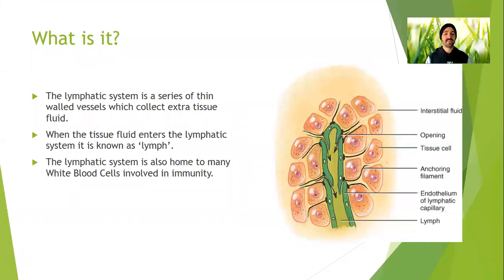So what is it? The lymphatic system is a series of thin vessels which collect extra tissue fluid from our body, and that fluid is known as lymph. It's where many of our white blood cells are involved in immunity. This diagram shows that: imagine this is skin cells, and the fluid surrounding that tissue drains into what's called a lymphatic vessel. When it enters, it's now known as lymph fluid. This is a way of balancing out our fluid levels. As fluids leave our bloodstream, the lymphatic vessels collect the excess fluid.